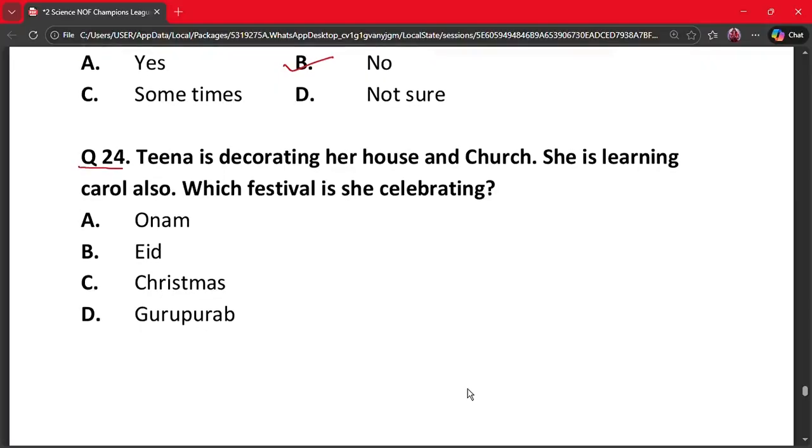Question number 24. Tina is decorating her house and church. She is learning carols also. Which festival is she celebrating? A. Onam, B. Eid, C. Christmas or D. Guru Purab. The correct answer is option C. Decorating church and singing carols are part of Christmas celebrations. Therefore, option C is correct.